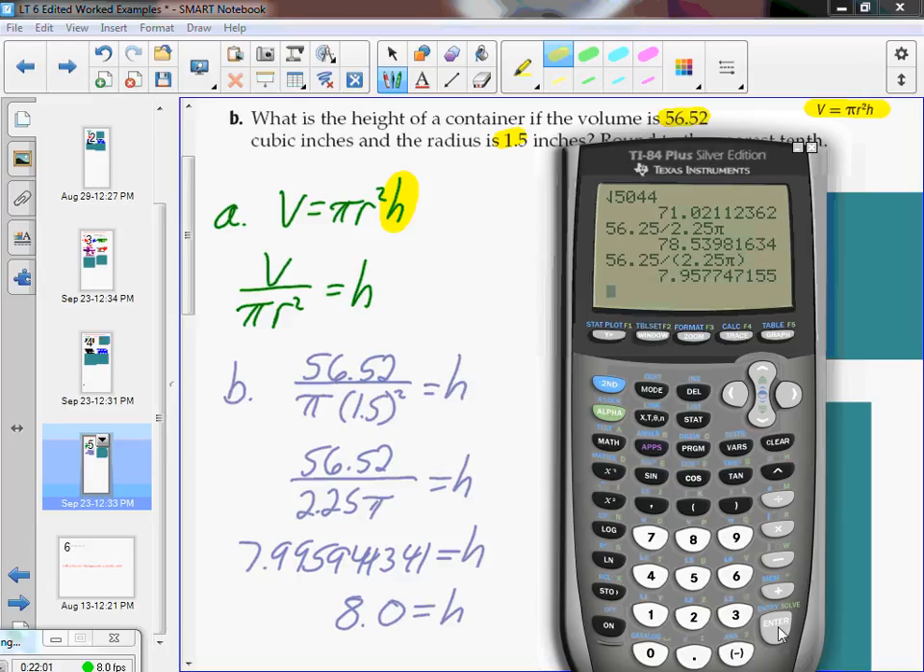Now when I hit enter, I get that. So it turns out to be, I didn't even copy mine down right, did I? Did it backwards, didn't I? 56.52 divided by parentheses 2.25 pi. So it's practically 8. Okay?